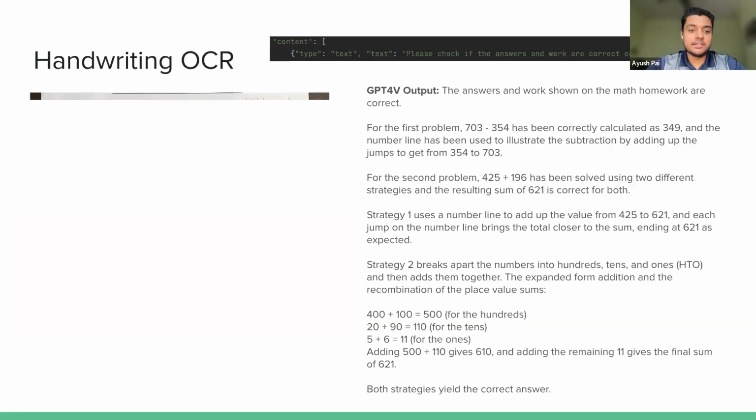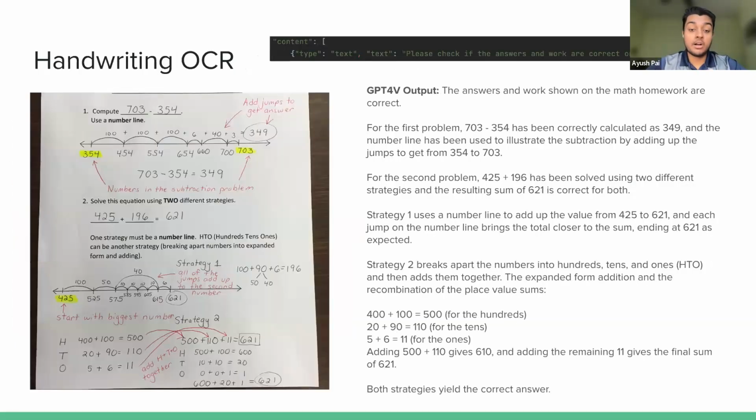Another example is handwriting OCR. We talked a little bit about how it's not only text that it can understand, but it can actually understand handwriting. The prompt here is, please check if the answers and work are correct on this math homework. It can take in all the text from this math homework and do an analysis based on its large language model to understand if the math questions are correct.